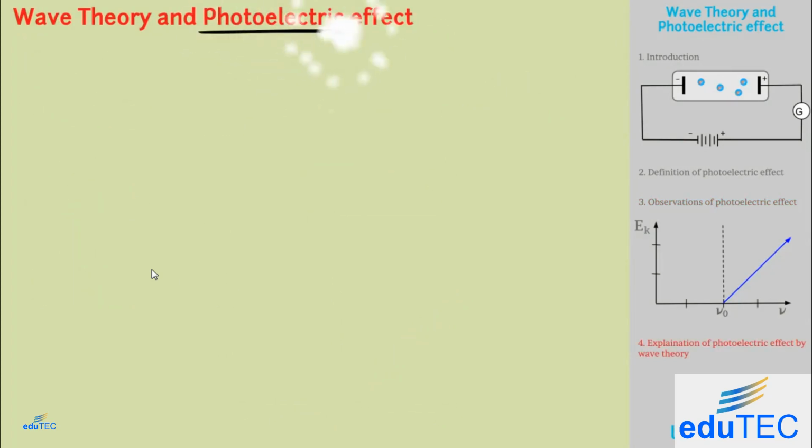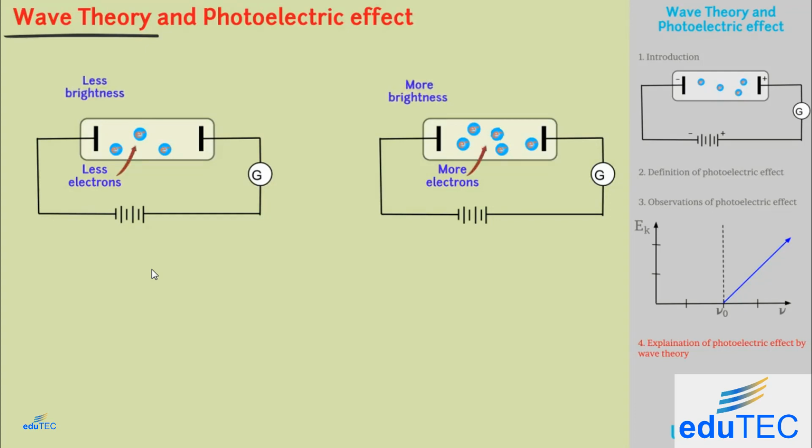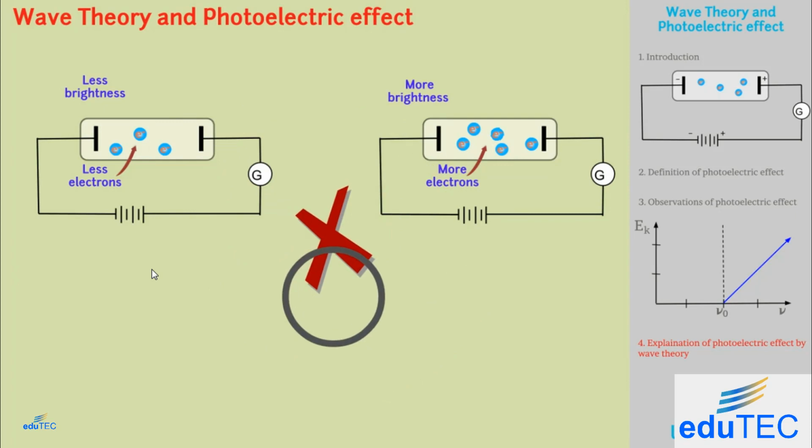Explanation of photoelectric effect by wave theory. According to wave theory, the number of ejected electrons and their kinetic energy depends on brightness of the light. However, this assumption is incorrect. Number of electrons ejected does not depend on brightness.